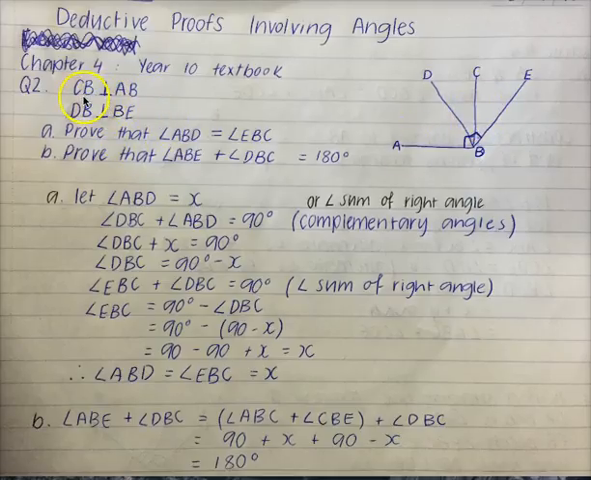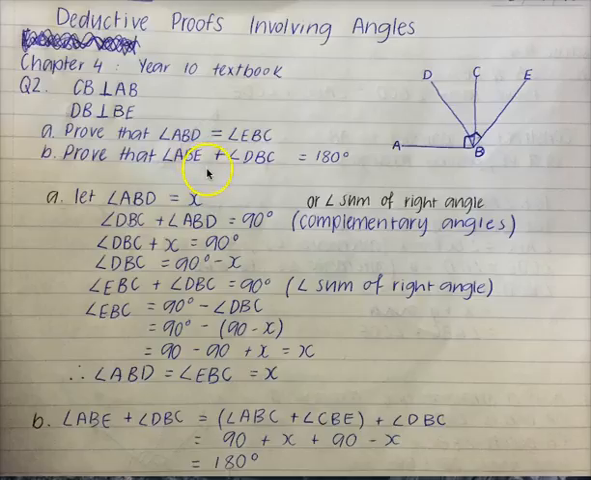So in this particular first question, question 2, we're told that CB is perpendicular to AB. So here we can see this right angle between CB and AB. We're also told that DB, this line or interval here, is perpendicular to BE. So we've got another right angle just there. So angle DBE is a right angle and angle CBA is a right angle. And we're asked to prove that angle ABD, which is this angle in here, is equal to angle EBC.